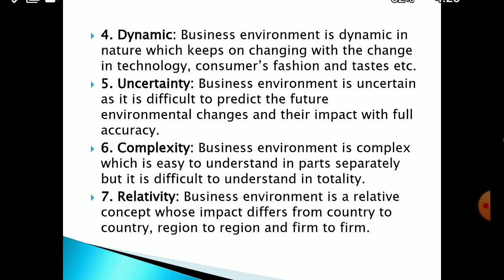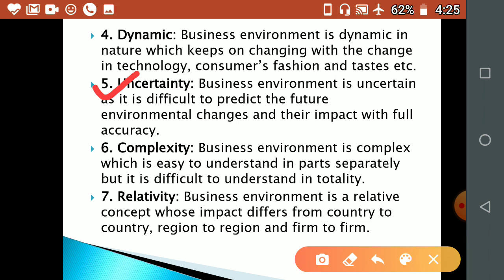Then next we have uncertainty, which cannot be predicted. The business environment is unpredictable, as it is difficult to predict future environmental changes. A live example right now: due to coronavirus, a whole lockdown was there, and the whole business was closed. It affected all the businesses and even the economic structure of our country. It was an uncertain incident which could not be predicted.